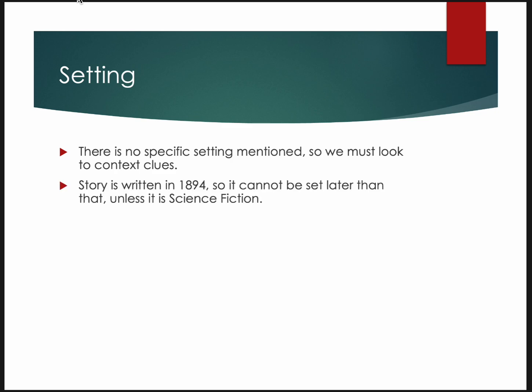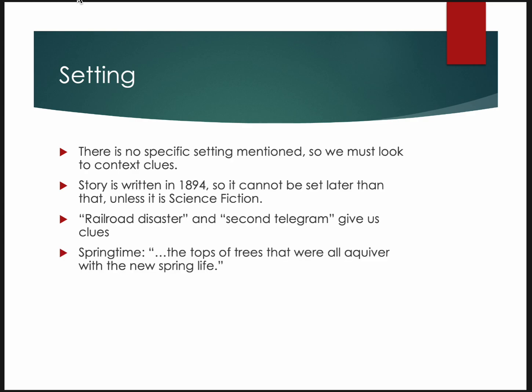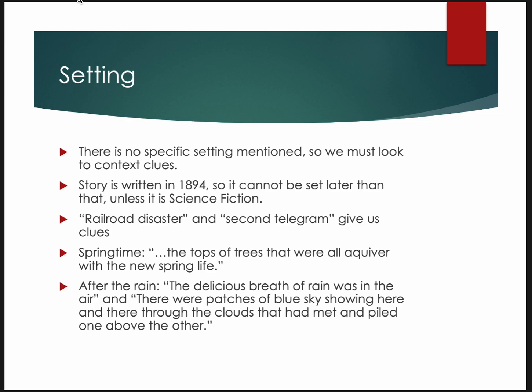The story was written in 1894. That means that the story could not exist after it unless it's sci-fi. This is a contemporary story, so it's probably of that time period. And then those context clues give us the idea that we're right about that. It talks about a railroad disaster. It talks about a second telegram. So we know that this isn't a story that happened in the Renaissance. We also know it's springtime, and that it's after the rain.